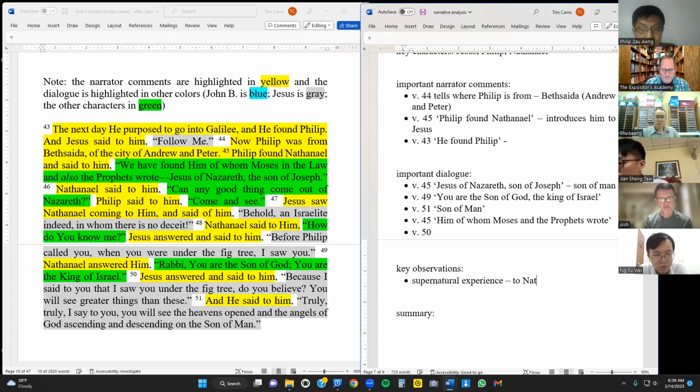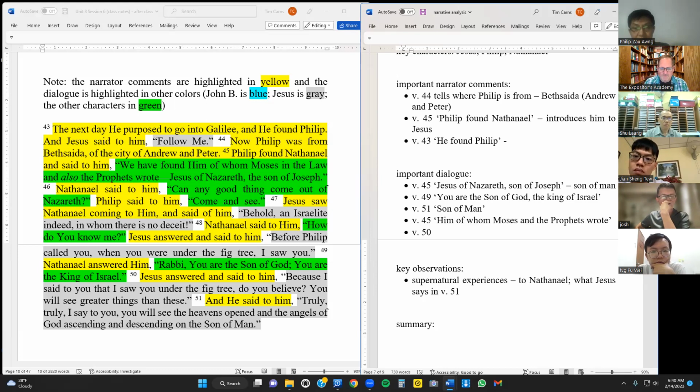Okay, good. So Nathanael experienced that. And then what Jesus says, verse 51. Good. I put that under observations, though it did come from the dialogues, but I just put it as an observation. All right, anybody else have anything they see from the dialogue that's significant?